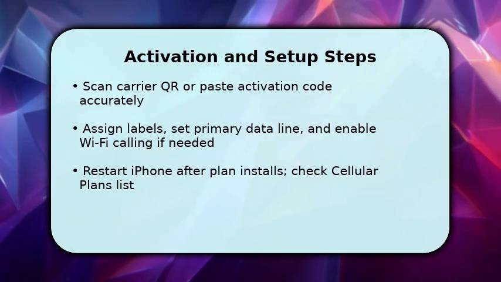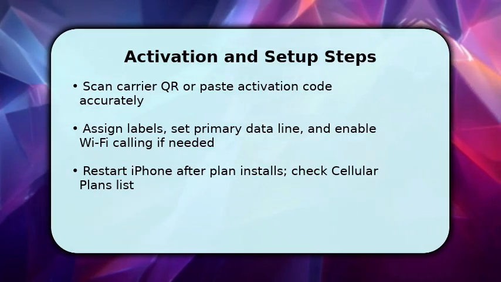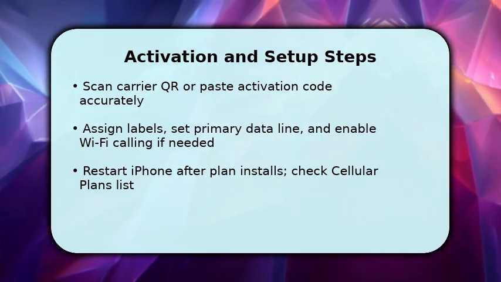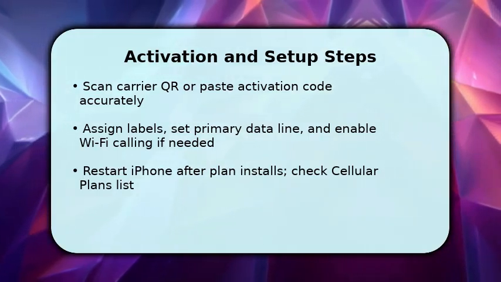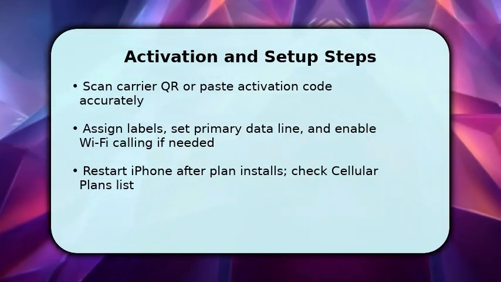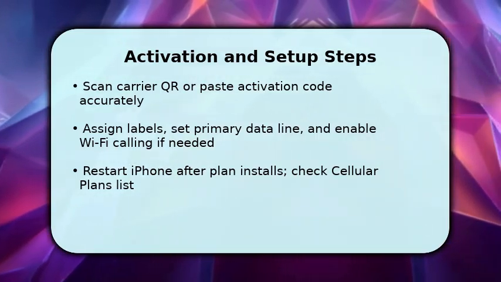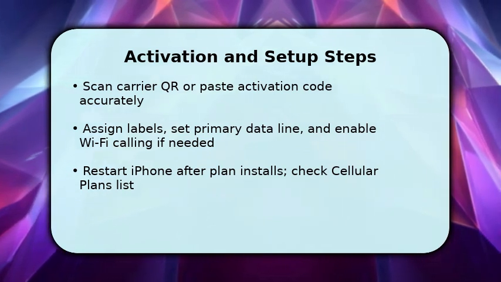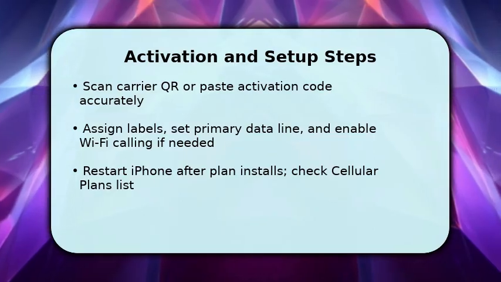After the plan installs, label the line and pick whether this eSIM is your primary data or secondary line, because that affects SMS and data routing. Enable Wi-Fi calling and roaming per carrier guidance. Finally, restart your iPhone to finalize profile provisioning, and then confirm the new plan appears under Cellular Plans.